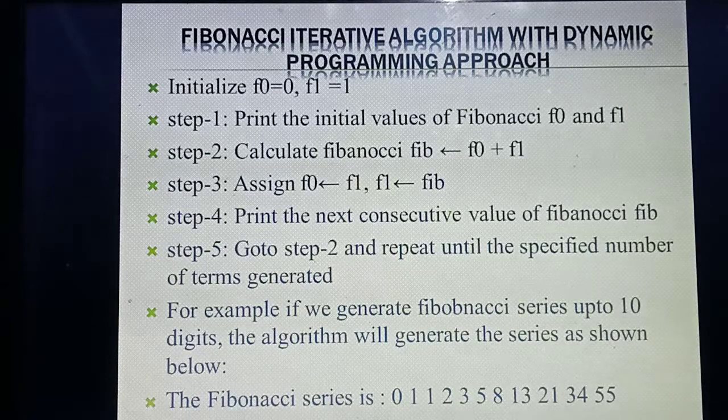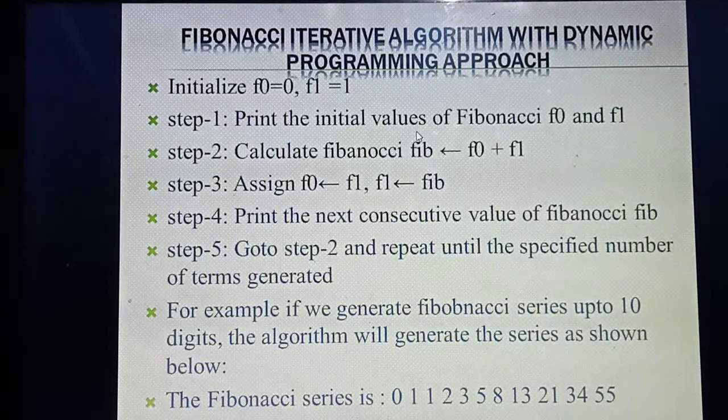Okay, listen. So initially you need to set how many values? 2 values. So 2 values means you should always give F0 and F1. The initial value of F0 is 0 and F1 is 1. So first, step 1: write the initial values of F0 and F1 as 0 and 1. Next, in step 1 you are going to print the initial values, 0 and 1.